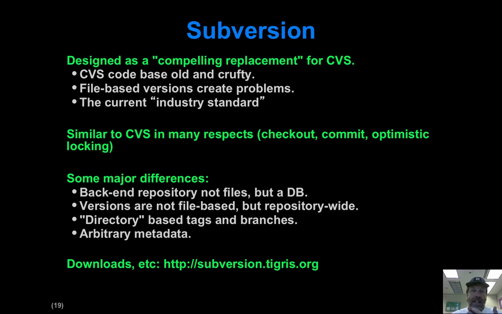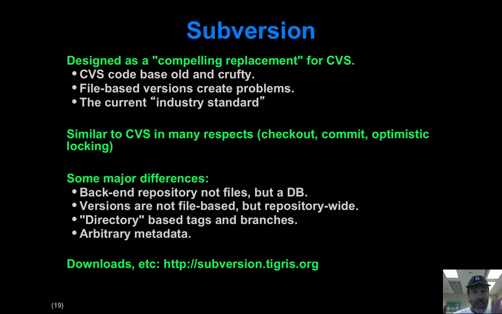And you get the exact same ideas as CVS: checking out, committing, optimistic locking. The big difference is, instead of having RCS as the back end of the system, which was this file-based thing, it has a Berkeley DB, a fast database system. And then instead of having versions associated with each file, we're going to think of a version as a snapshot of the entire repository at any one point in time.